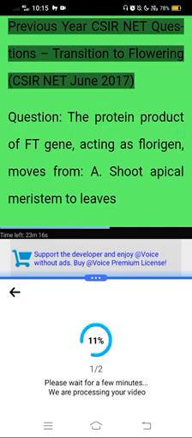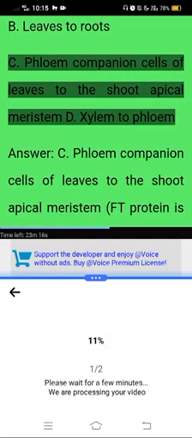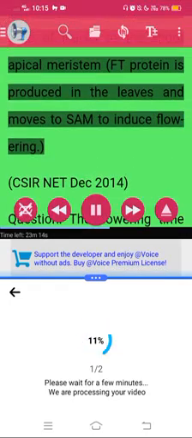Transition to flowering, CSIR NET June 2017. Question. The protein product of FT gene, acting as florigen, moves from: A, shoot apical meristem to leaves; B, leaves to roots; C, phloem companion cells of leaves to the shoot apical meristem; D, xylem to phloem. Answer. C, phloem companion cells.